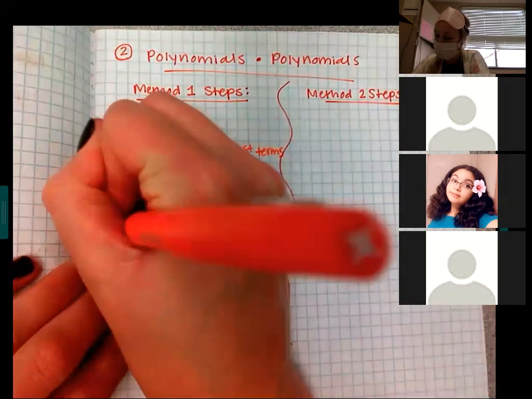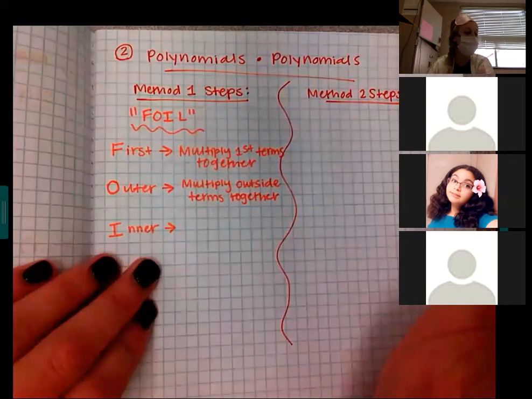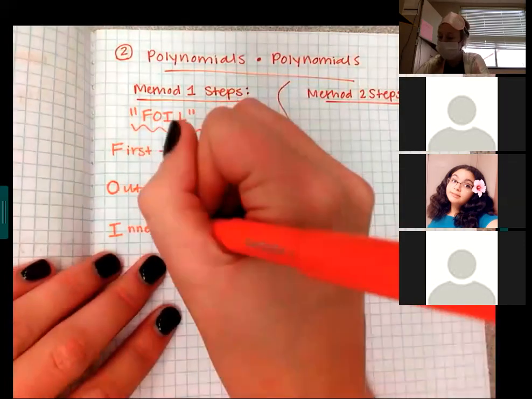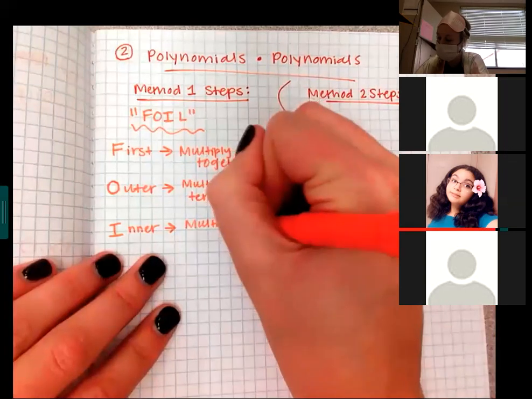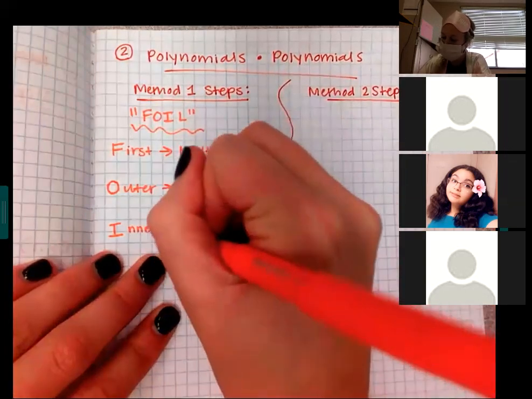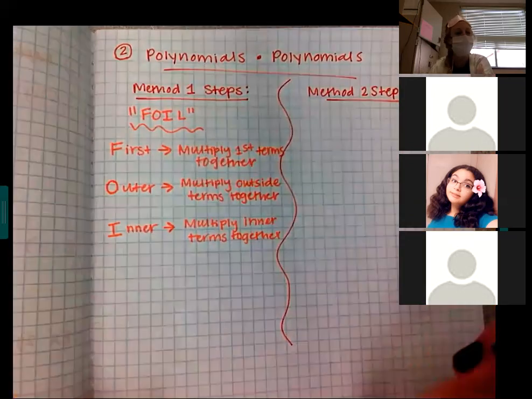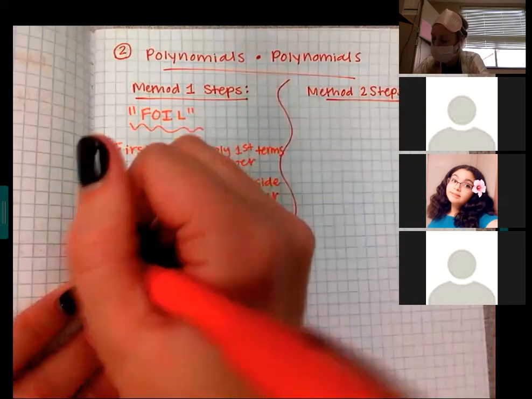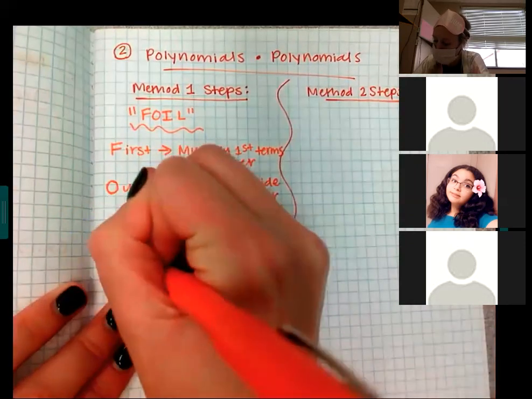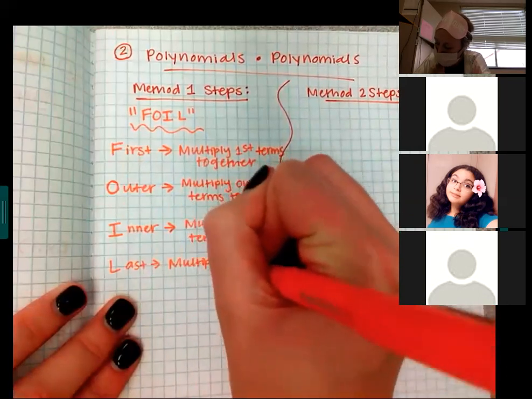All right. The I stands for inner. You're going to multiply the inner terms together. So inner just means inside. We're going to multiply the 2 terms that are inside together. And L is last. So we're going to multiply the last terms together.